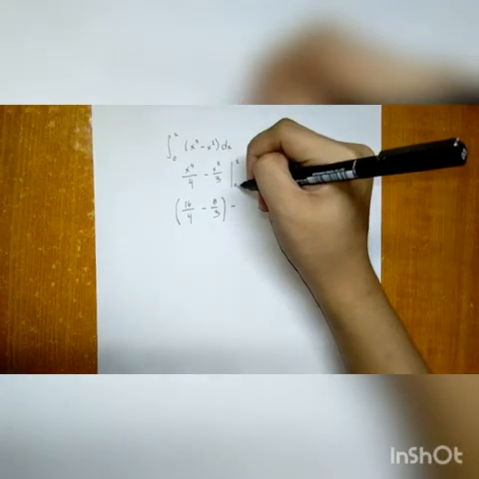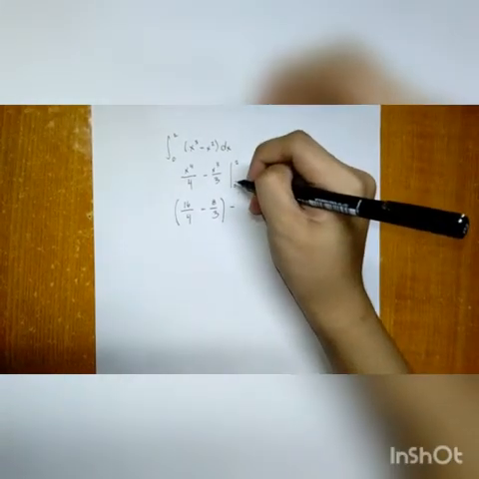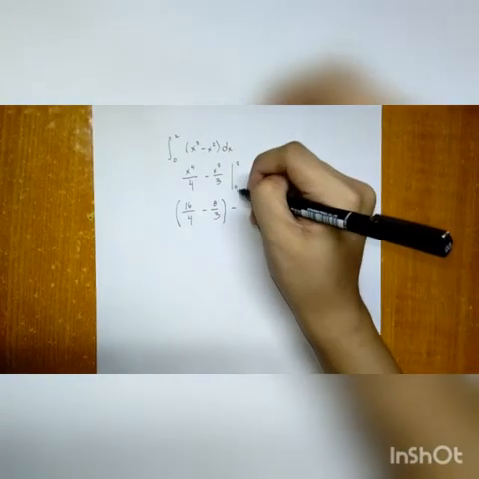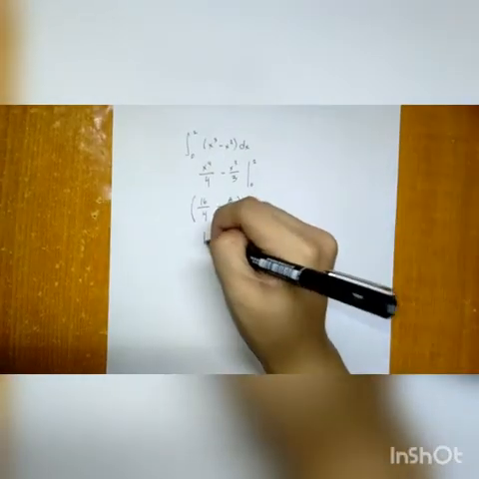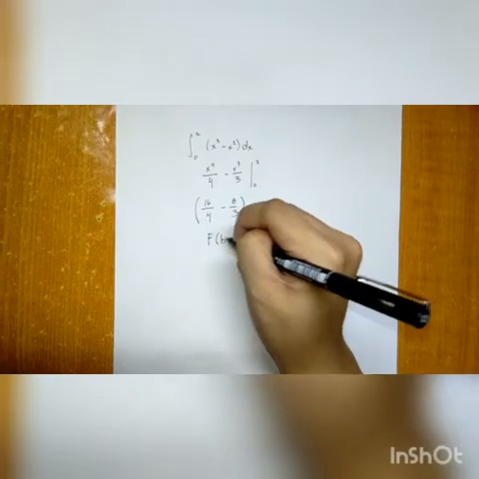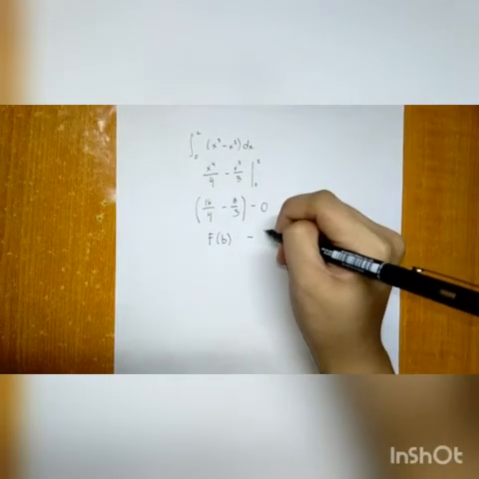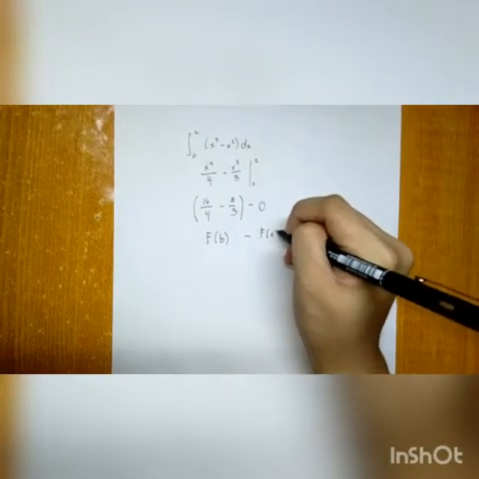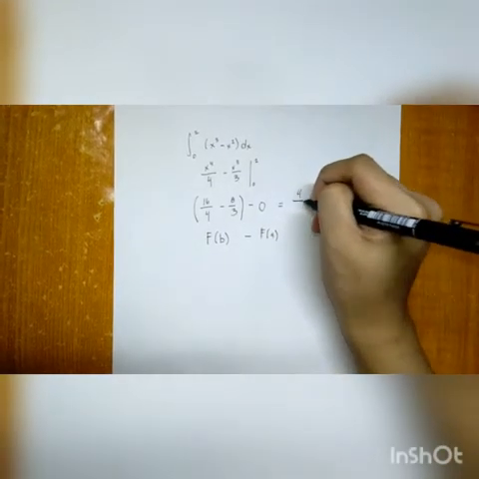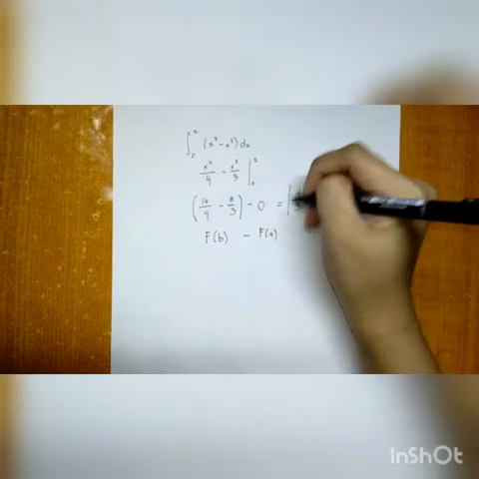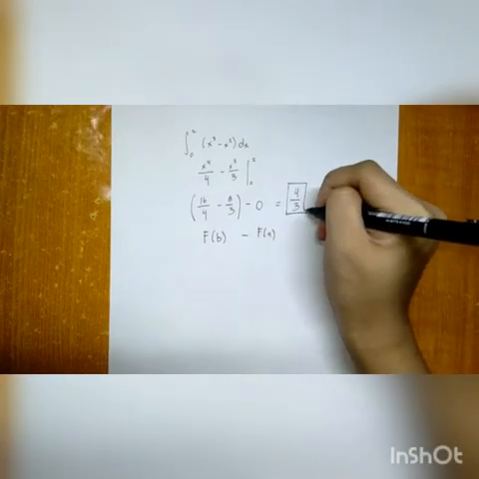Minus, substitute 0 to the x. 0 raised to 4 is 0 and 0 raised to 3 is 0, which is equal to 0. This will become our capital F of b minus our capital F of a. That will become equal to 4 over 3. Here is our answer.